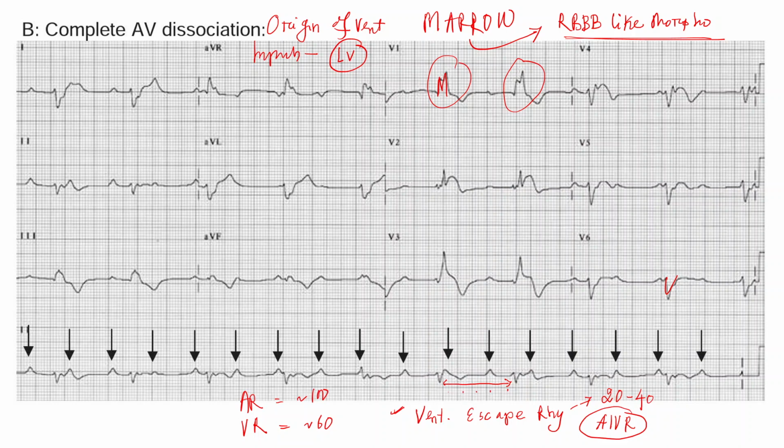So here you can find it's an RBBB-like morphology. That means the impulse is originating from the left side, the left ventricle. More on this we'll be discussing when we discuss the ventricular rhythms and ventricular arrhythmias. But for the time being, you remember.